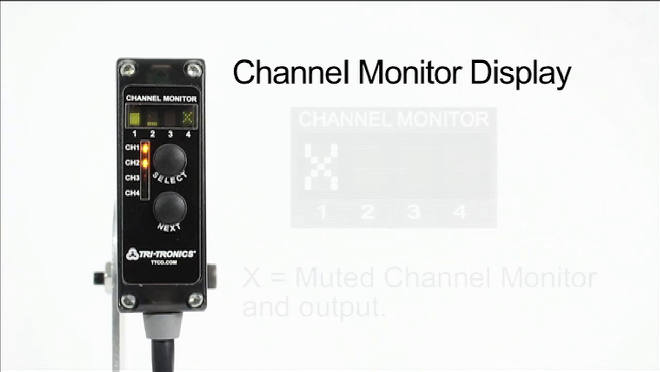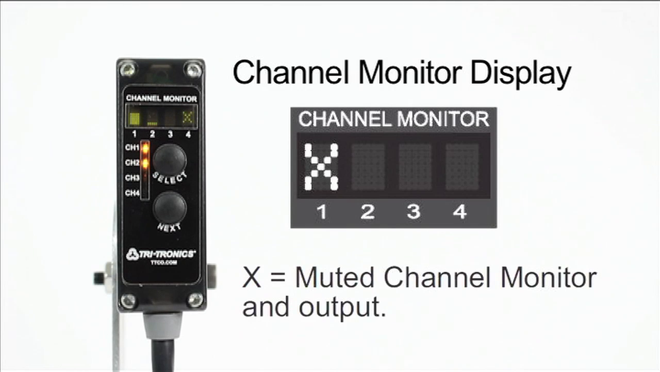The channel monitor may also display an X on some or all of the channels if you choose to mute those channels when not in use. No processing is done, nor any output given for muted channels.